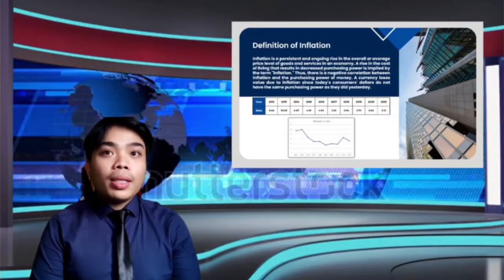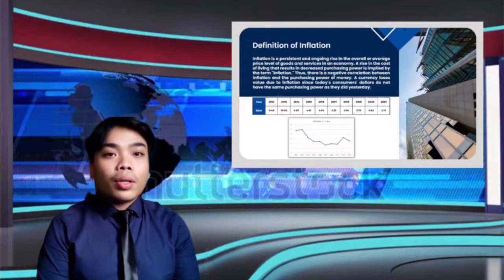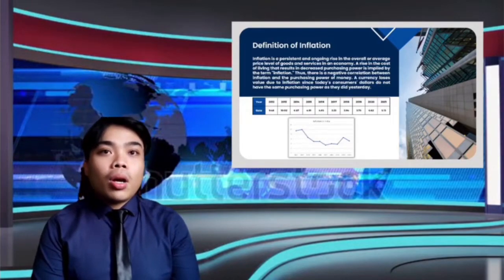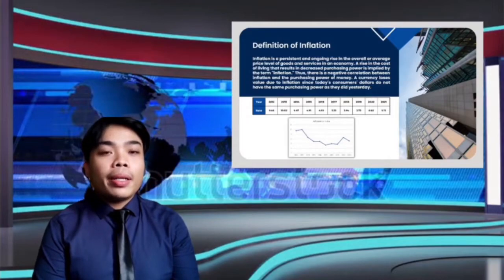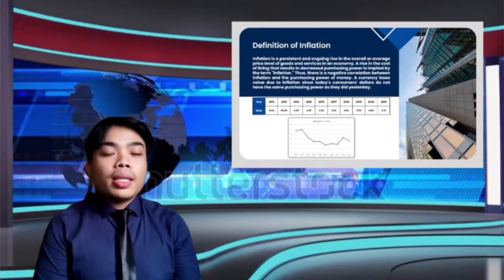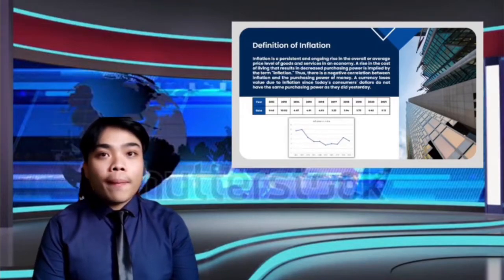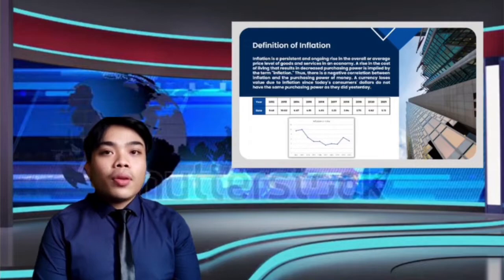What is inflation? Inflation is a persistent and ongoing rise in the overall or average price level of goods and services in a country. A rise in the cost of living that results in decreased purchasing power is implied by the term inflation. There is too much money chasing too few products in this situation. Thus, there is a negative correlation between inflation and the purchasing power of money. Money will have less purchasing power when inflation is high. So, the currency will lose value due to inflation, since today's customer dollars do not have the same purchasing power as they did yesterday.